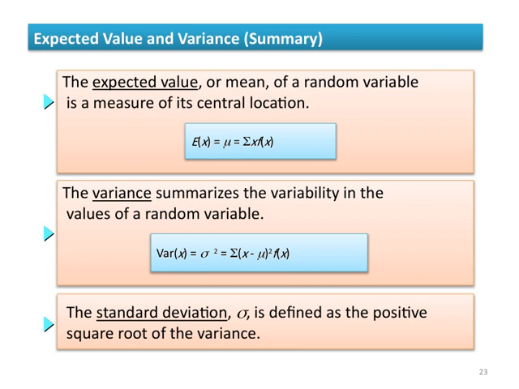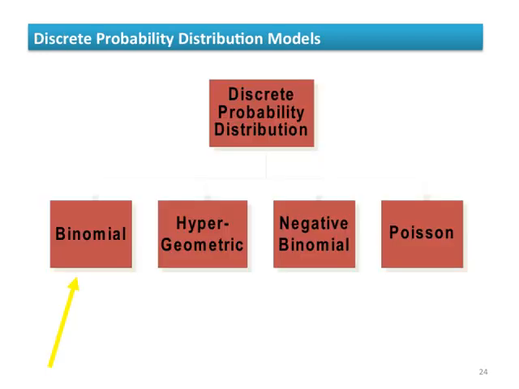Understanding these concepts helps us grasp the overall behavior of a random variable, where it tends to center and how spread out its possible values are, linking directly to the theme of analyzing uncertainty and variability in data. Let's now turn our attention to discrete probability distribution models.